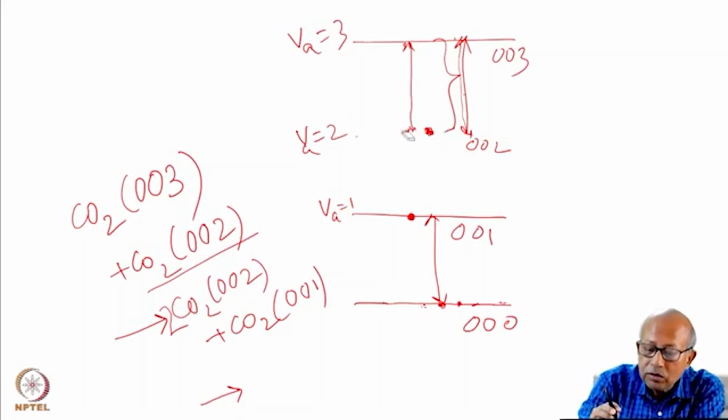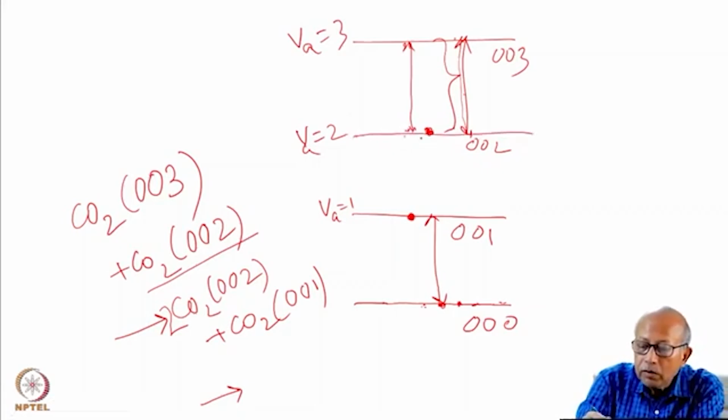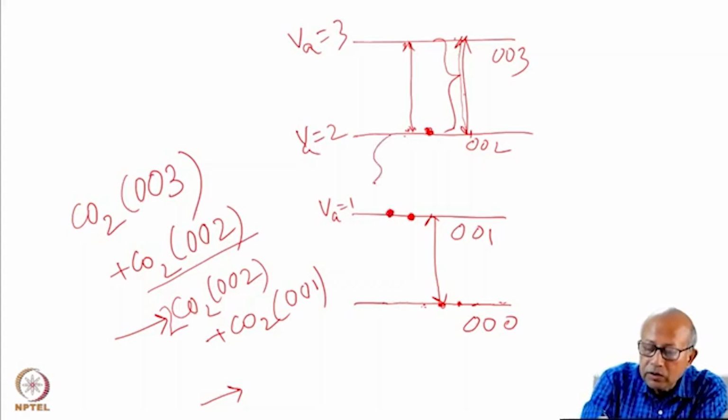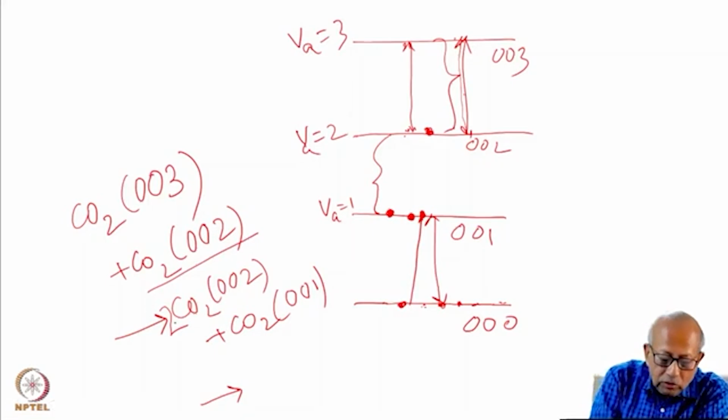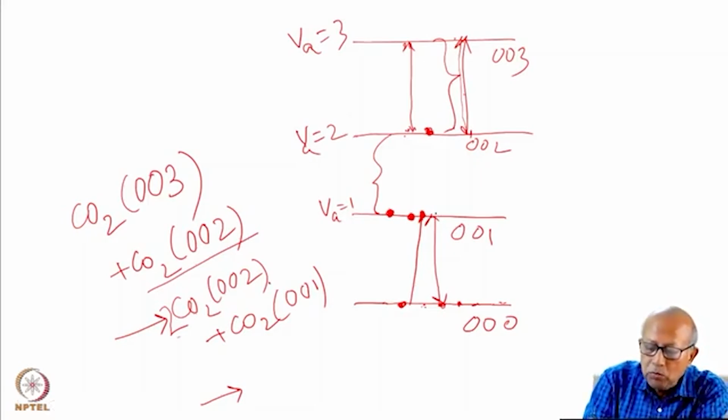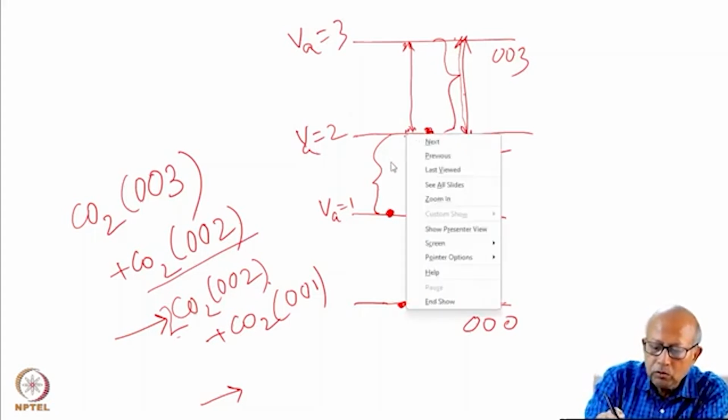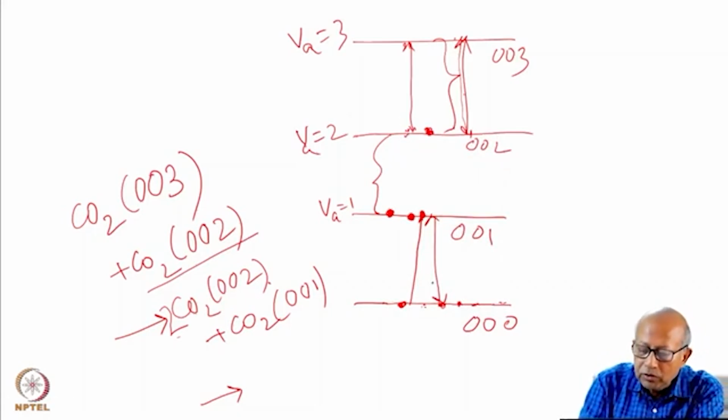So this molecule comes to this state. So this much energy is once again released. This will be absorbed by another molecule here. This molecule will come up here. So this two CO2 molecules will then give rise to two more. Each CO2 molecule in this state will give rise to two more molecules in the excited 0, 0, 1 state.